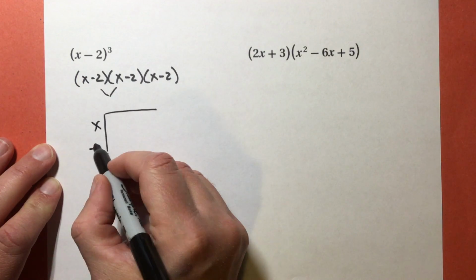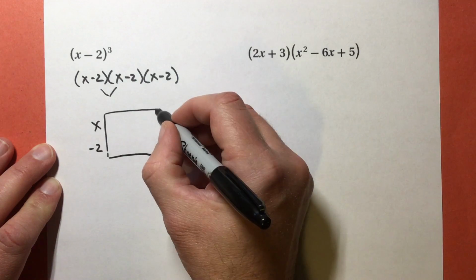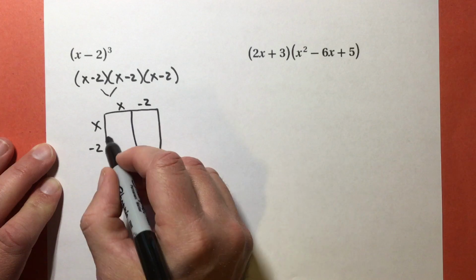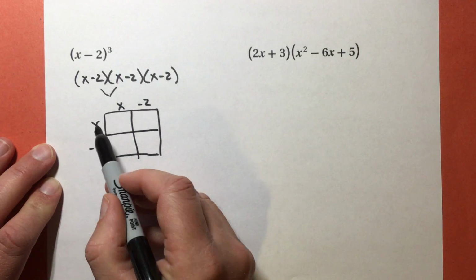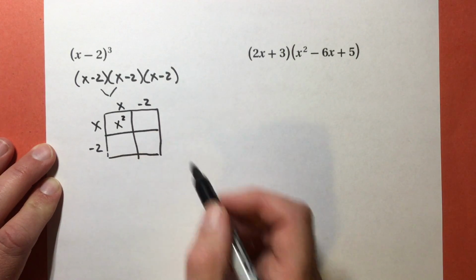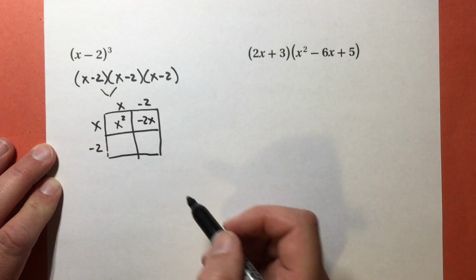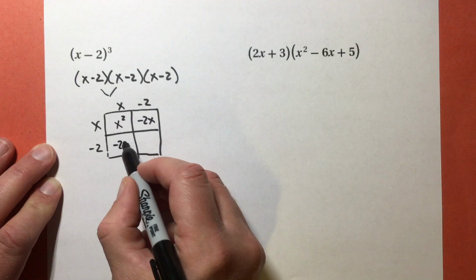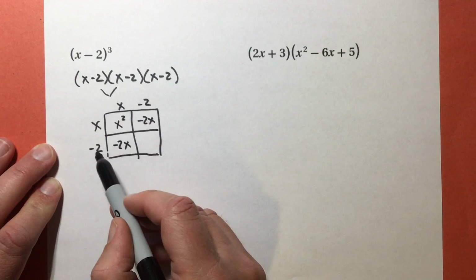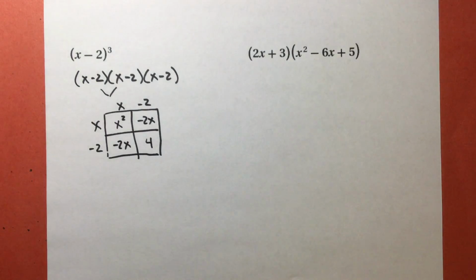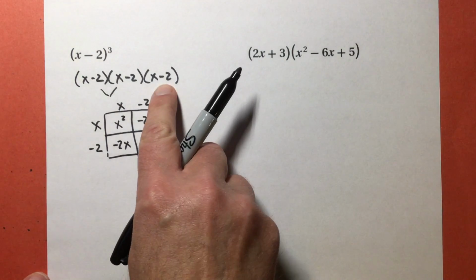So here's x subtract 2. Here's x subtract 2. x times x is x squared. x times negative 2 is negative 2x. Negative 2 times x is negative 2x. And negative 2 times negative 2 is positive 4. Okay, that's nice, but I still have this one.